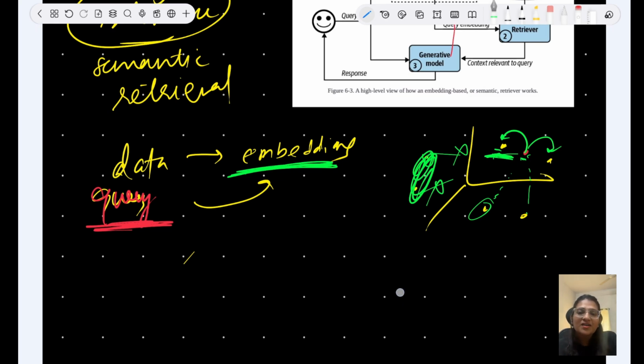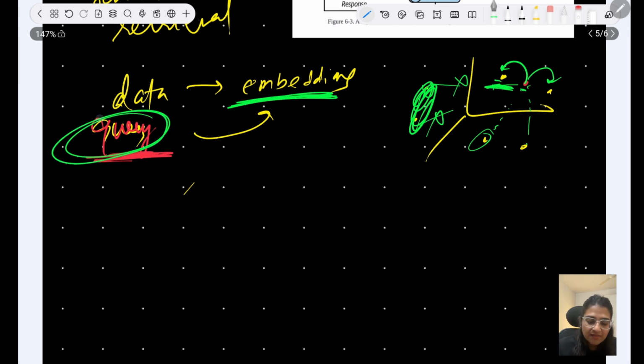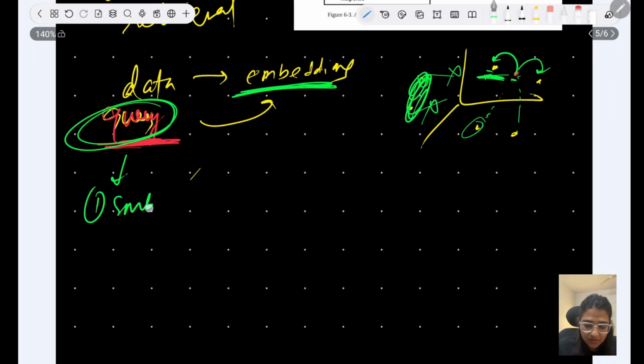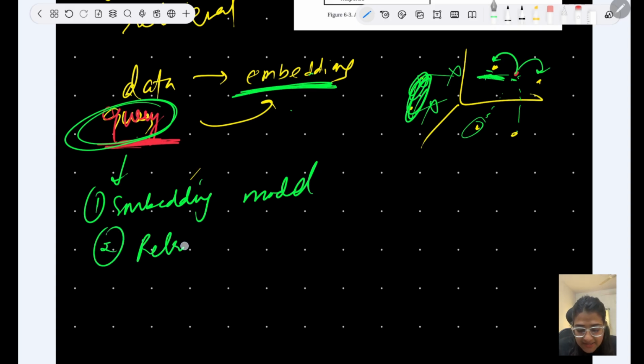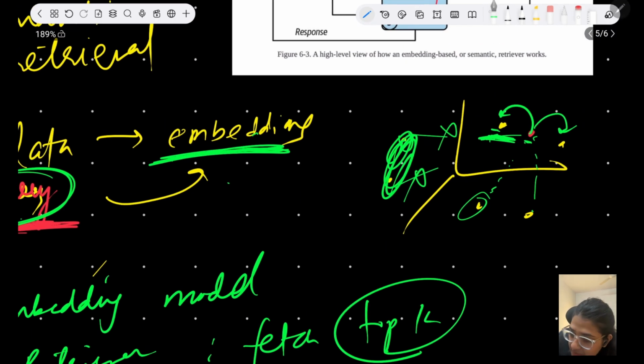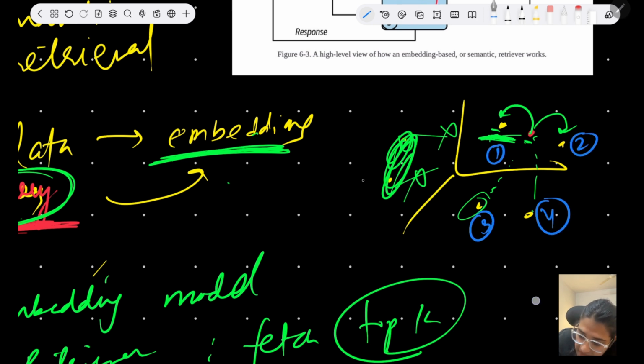Okay. Now, based on this query, we are going to do two steps. First is the embedding model. The same embedding model that converted our data into embeddings will convert the query into an embedding. That's the first thing that we do. Second is the retriever. We'll put this query here, and the retriever is going to fetch the top k similar things. This is the first similar thing, this is the second similar thing, this is the fourth, this is the fifth, this is the sixth. Okay, it comes out like this.